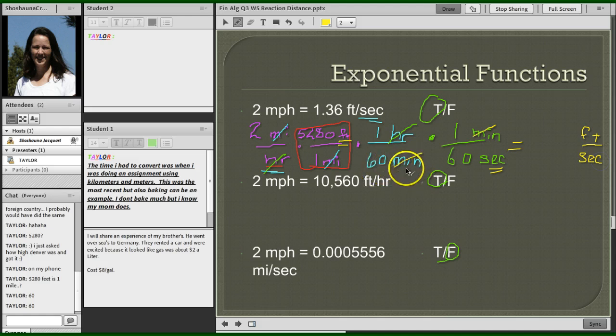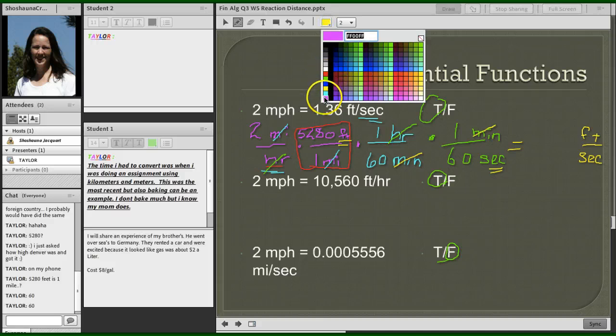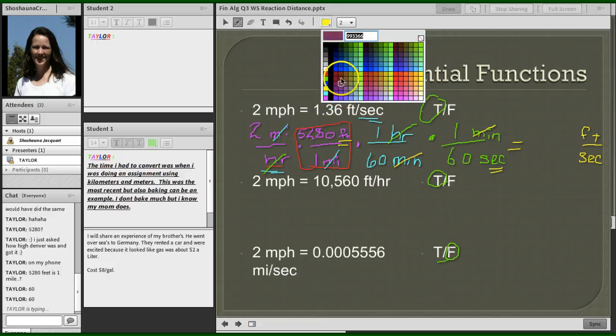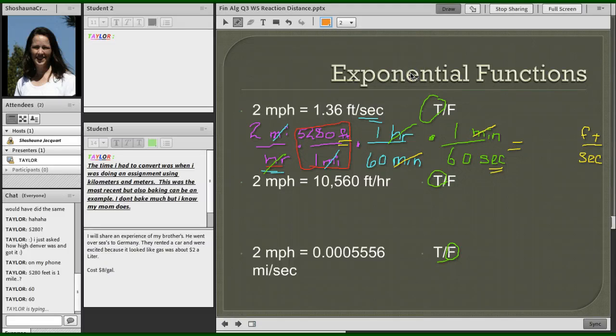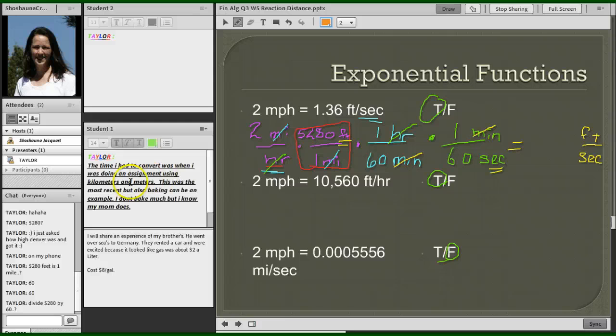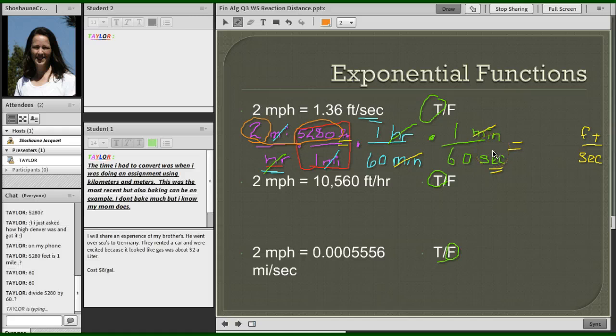Okay, and then what do we do for the rest of it? Yeah, we can start that way. What I would do, this is just me though, is I'm going to take 2 times 5,280. Oh, you lost a 2. Okay. And then we're going to divide by 60 once, and we're going to divide by 60 again.